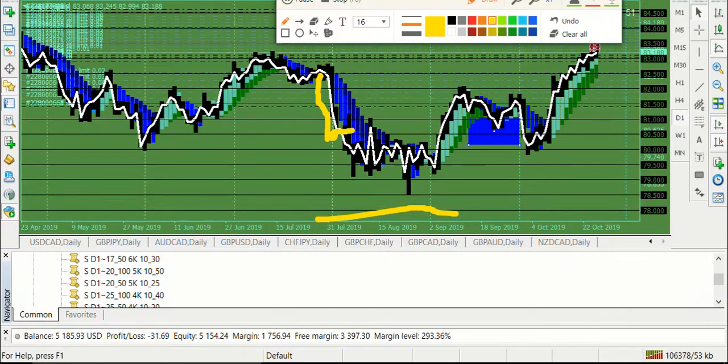Because eventually it became a winner. That is a completely different strategy than buying in a 50 pip grid, having a 100 pip stop, and experiencing this slam back to the structure.